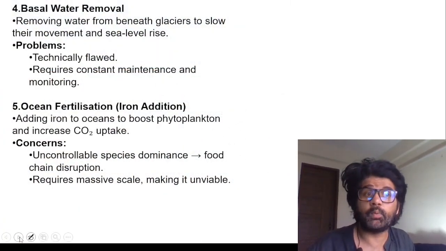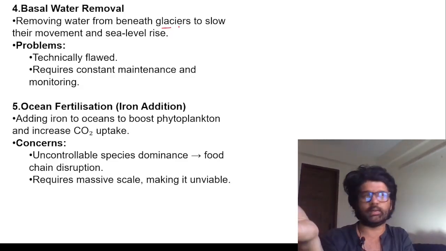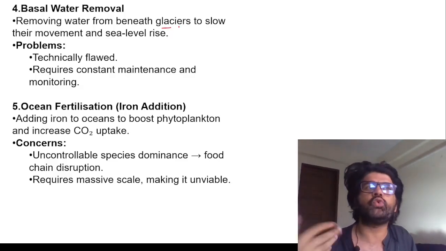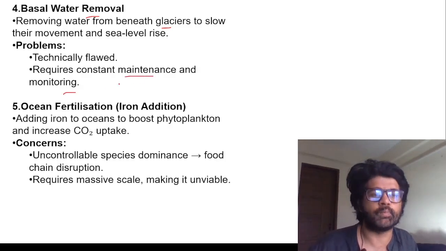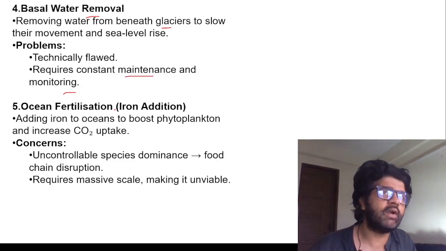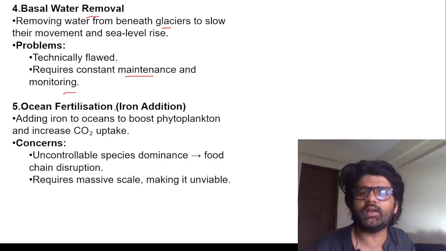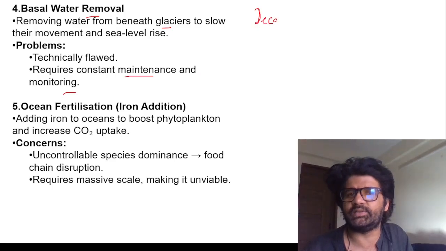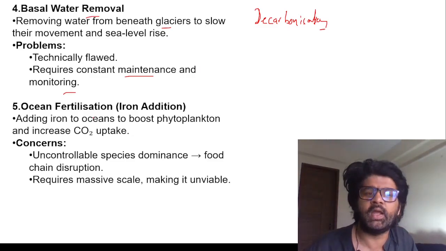Remember the terms, guys. Removing water from beneath glaciers. So you talk about glaciers melting, because of which sea level rising, because of which islands submerging rather. So you remove water from beneath glacier. That is basal water removal. Again, it requires constant maintenance and monitoring. And all these things we are trying to alter nature. Rather than that, let's focus on decarbonization. This article is saying, focus more on solar energy, wind energy and all. That is better rather than taking these extreme steps.